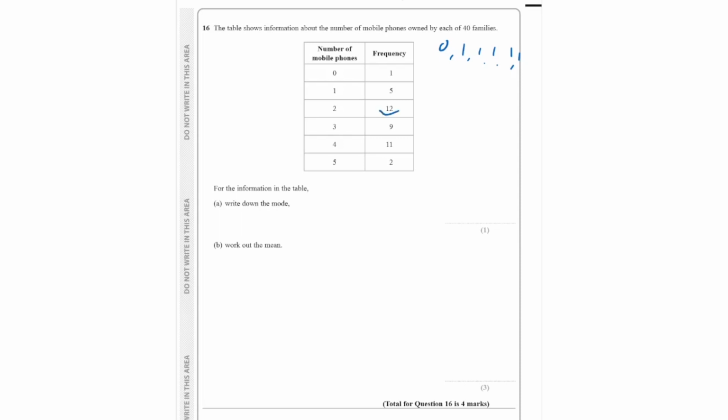Now 12 is not our answer. Our answer is actually 2. Why is that? It just says that 2 is repeated 12 times. So 12 is not our answer because 2 is our mode. So we write here 2.